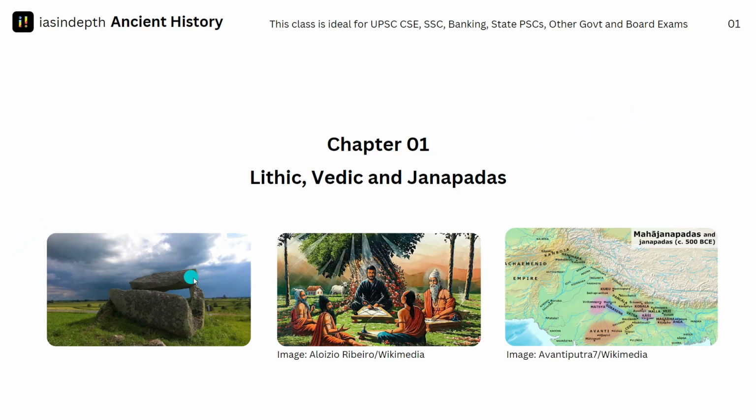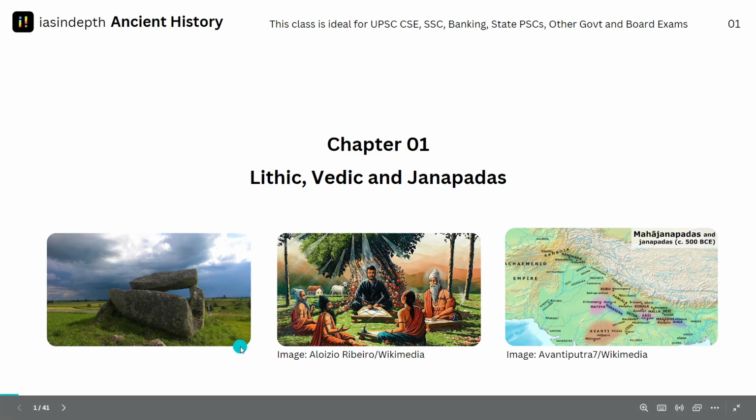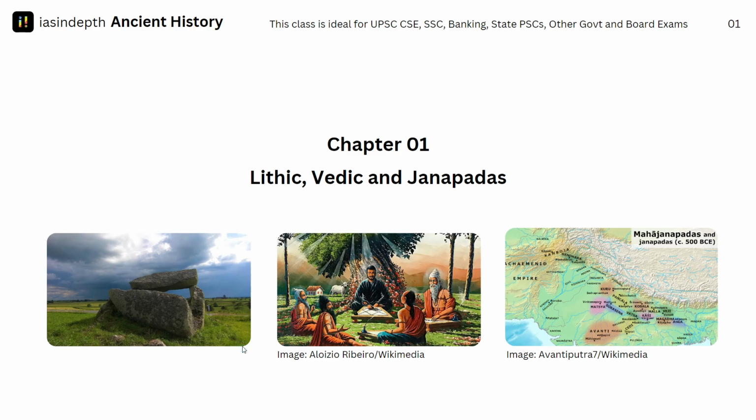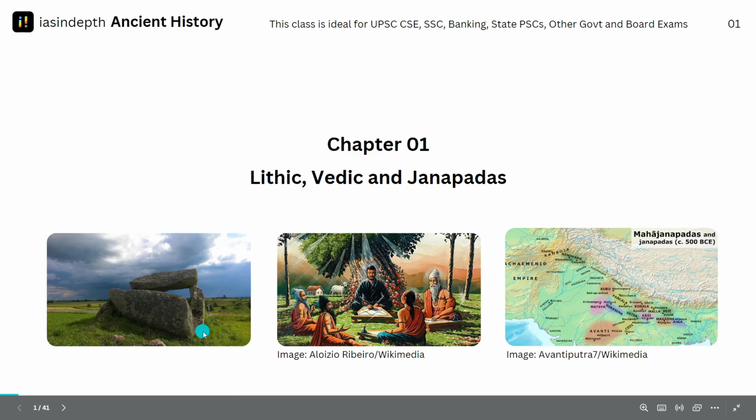As you can see in these images, the Lithic age is represented by this image, the Vedic age by this image, and the Janapadas by this image. The Lithic age is characterized by stone as a resource. The people during the Lithic age used stone tools, and stone for their shelter, to build their homes. So this is a shelter.